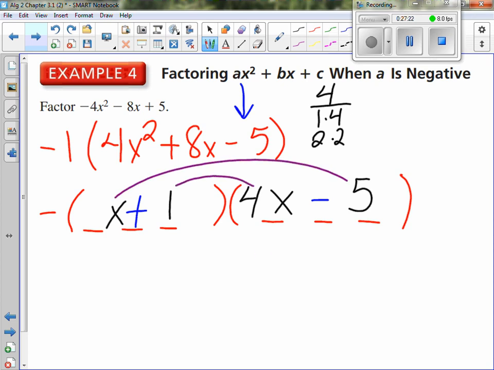x times negative 5 is negative 5x. 1 times 4x is plus 4x. This would give us negative x. Is that what we wanted? No.